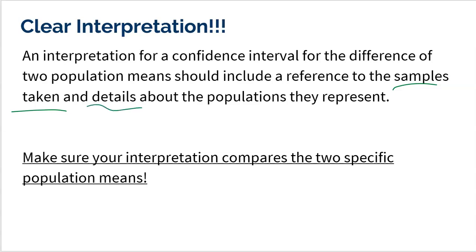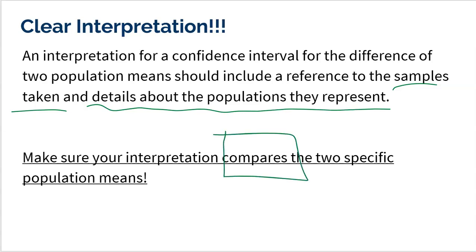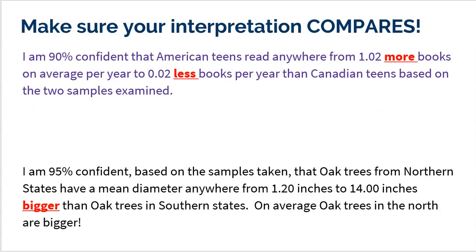And you've got to give those details about the population. And this is where I'm begging that you compare. Make sure your interpretation compares the two specific population means you're looking at. When we talk about comparing, we use words like more than, greater than, less than, smaller, bigger, above, lower. Don't just inform, compare. So let's look at two examples to make sure we understand this. In the previous topic, we actually calculated some intervals, and we did this one where we were looking at the mean number of books American teens read, versus the mean number that Canadian teens read.